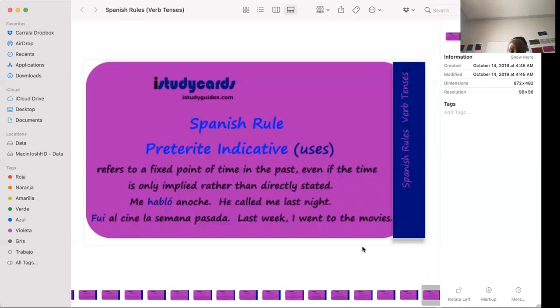I think that's where I ended. So I'm going to begin here. The preterito refers to a fixed point of time in the past, even if the time is only implied rather than directly stated. I'm already doing it, but I'm going to do that for the next set of cards.